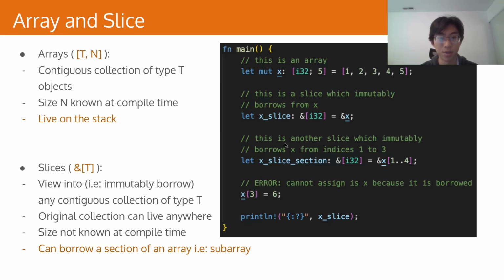And then here, when we try and assign 6 to the third element of x, we get an error, because under the hood, this is an immutable borrow, but we already have 2 slices which are immutably borrowing from x, right? And we see that this slice is used later on. So this causes an error, because we can either have one mutable borrow or an infinite amount of immutable borrows, right? So this is kind of explaining what this code is about.